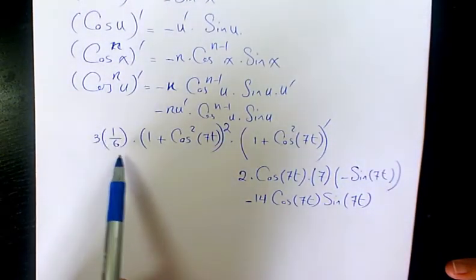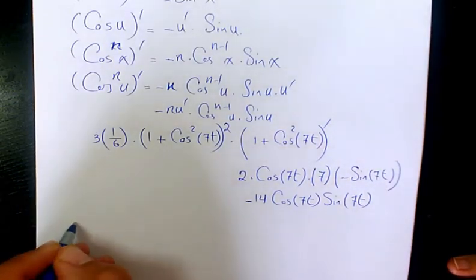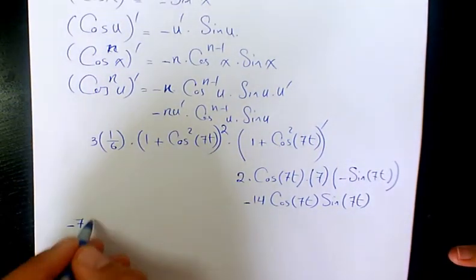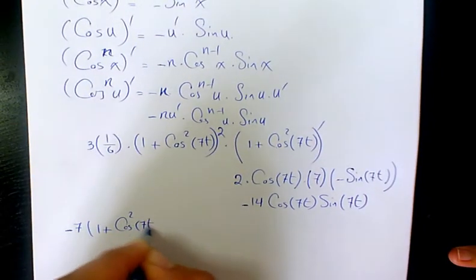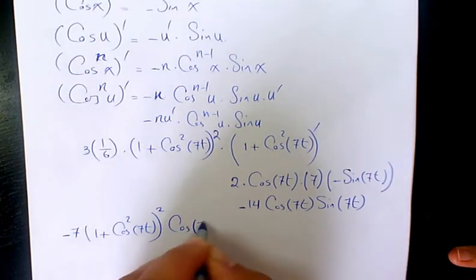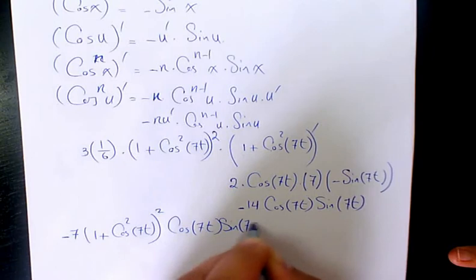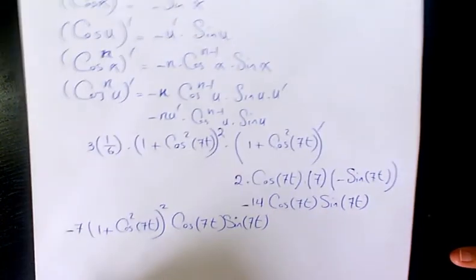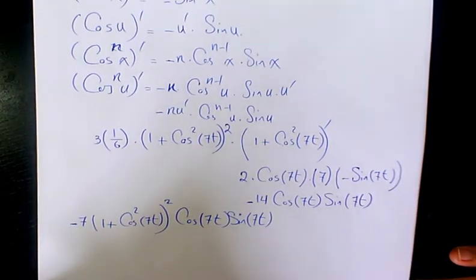3/6 is 1/2. 1/2 times negative 14 is going to be negative 7. So we get negative 7 times (1 plus cosine squared of 7t) to the power of 2 times cosine 7t times sine 7t. So that's gonna be the final answer to this question.